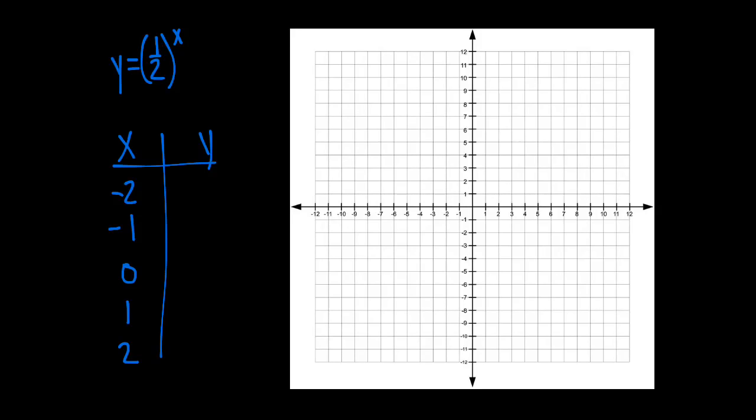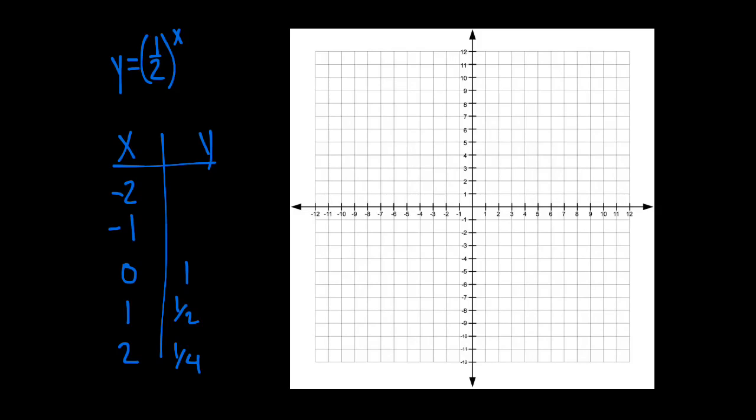So the first example we'll look at here is going to be y equals 1/2 to the x. This is essentially the opposite of doing y equals 2 to the x. It's going to look very similar, but just kind of flipped over. So if we plug in 0, 1/2 to the 0 is 1. Plug in a 1 for x, and we have 1/2 to the first. That's 1/2. Plug in a 2, and we have 1/2 squared, which is 1/4.